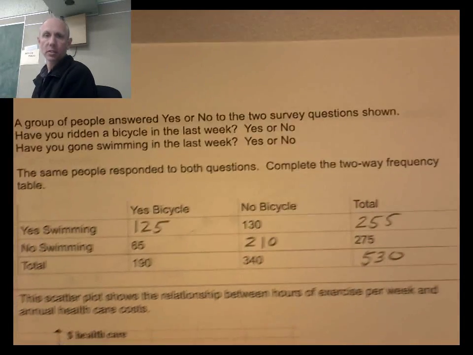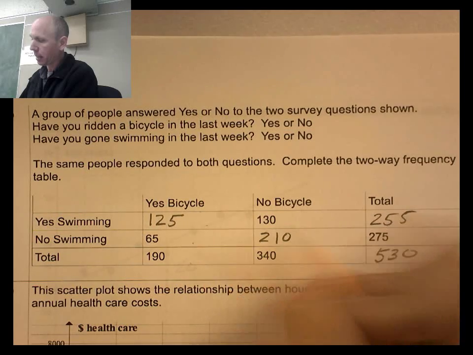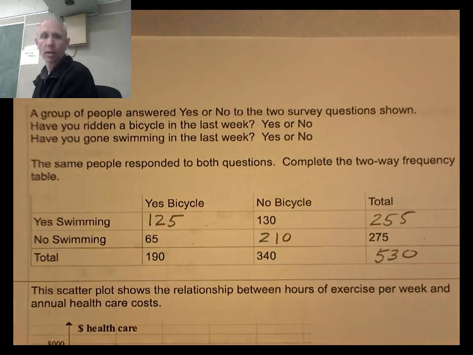Right, here's a statistics one. Remember, these add up to that. This plus this is that. That plus that is that. That plus that is that. Same thing going across.